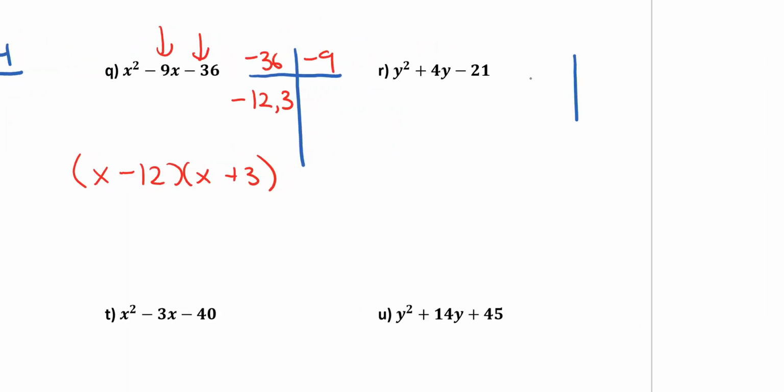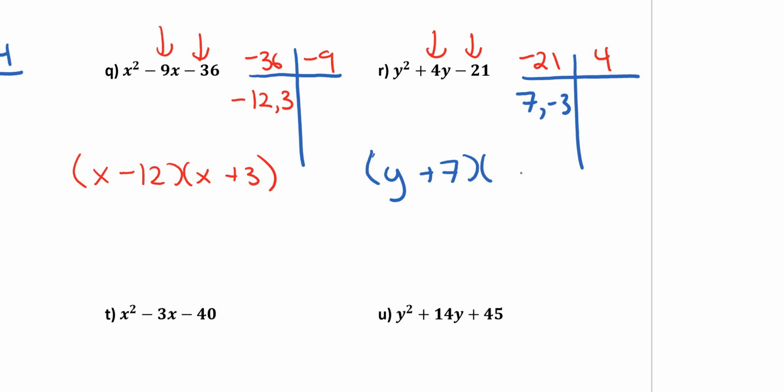All right, so another table here. The numbers are negative 21 and positive 4. All right, so two numbers that multiply to negative 21 and add to 4. That's going to be 7 and negative 3. So 7 times negative 3 is negative 21, and 7 minus 3 is 4. So this would be y plus 7 and y minus 3.